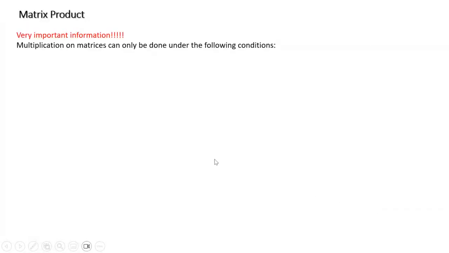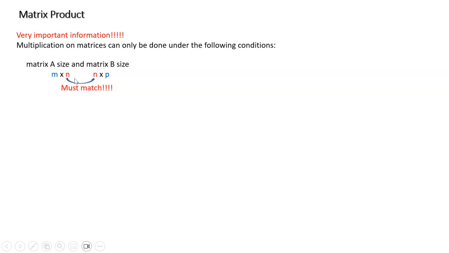Okay, now comes matrix product. It's very important information here, guys. I put it in red and also with I think like 5 exclamation points. Multiplication of matrices can only be done under the following conditions. Let me show you the concept here. For example, if matrix A has a size m times n, then matrix B must have the size of n times p. In other words, once you put the size of both matrices, the 2 in the middle must match. If it matches, then it can be done.